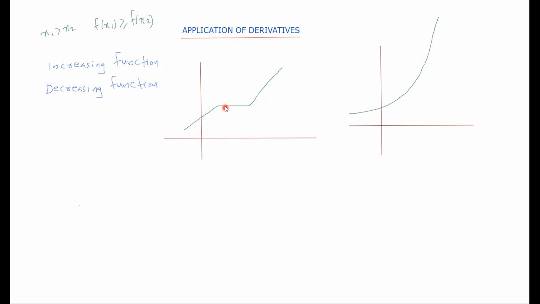But here you can see the function is increasing, increasing, increasing. Then for some time it is constant, then again increasing, but it does not decrease, it does not come down. So these types of functions have a particular name. This is known as an increasing function.